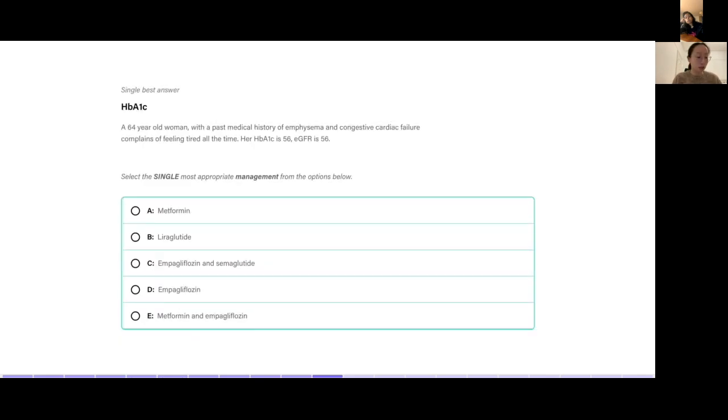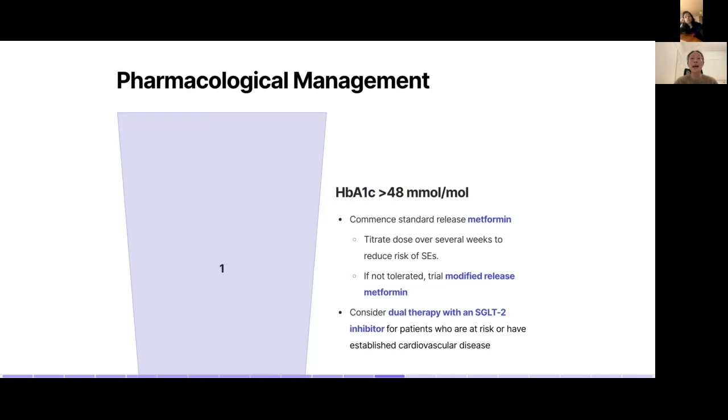So the next question. We've got a 60-year-old female with a past medical history of emphysema and congestive cardiac failure who is complaining of feeling tired all the time. HbA1c of 56 with an eGFR of 56. What management would you give for this patient? The majority have got the right answer. The answer is E.